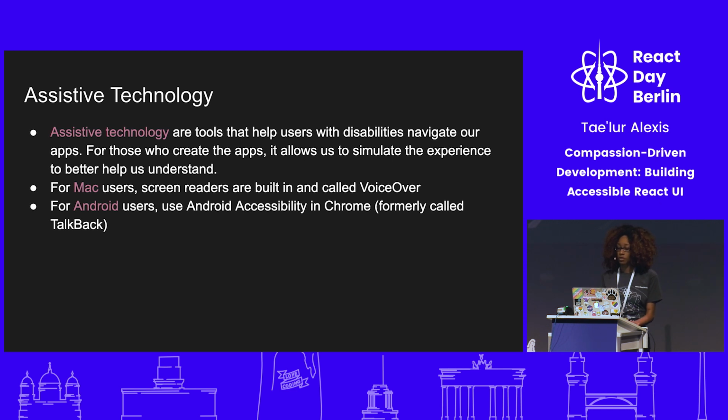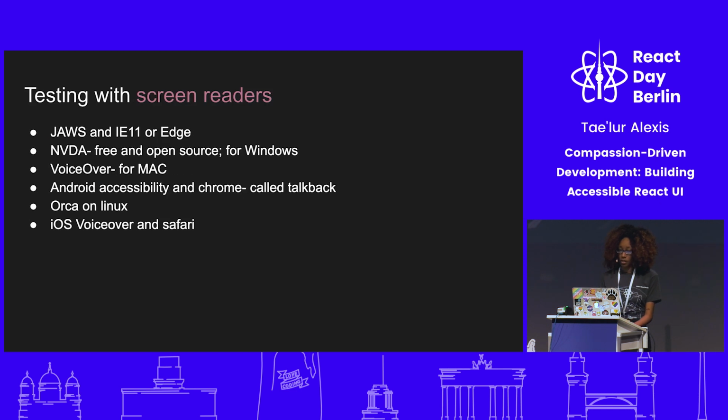And then for Android users, you can use Android accessibility in Chrome, which used to be called TalkBack. Yeah. And then for other testing with screen readers, you can use JAWS, IE11 or Edge. NVDA is what you would use on Windows, and it's free and open source. And you can use Orca on Linux, and VoiceOver on iOS and Safari.